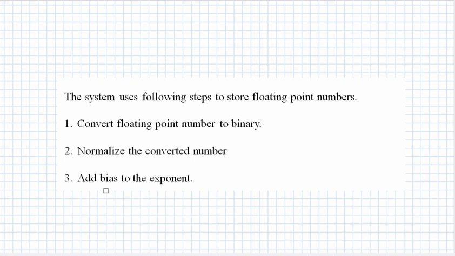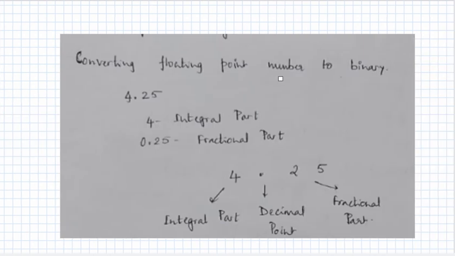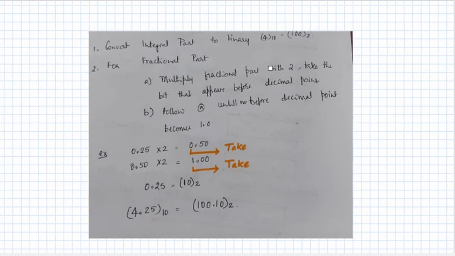Okay, we'll see step by step. Let us take a floating point number 4.25, where 4 is the integral part and 0.25 is the fractional part. So we have this decimal point. Now, how do we convert this number into binary? The integral part, 4, is converted directly to binary as usual. So 4 in decimal is 100 in binary.